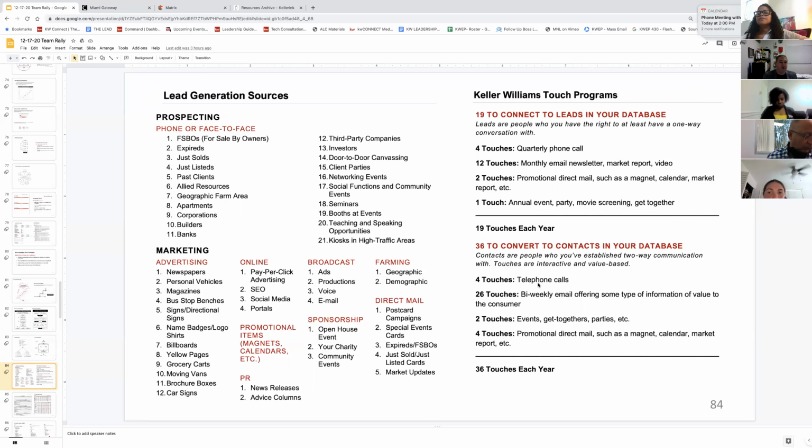where they're getting a phone call from you. They're getting an offer of some type 26 times a year. You're inviting them to events and get-togethers, and they're getting promotional touches. This is a strategy of leveraging a database.